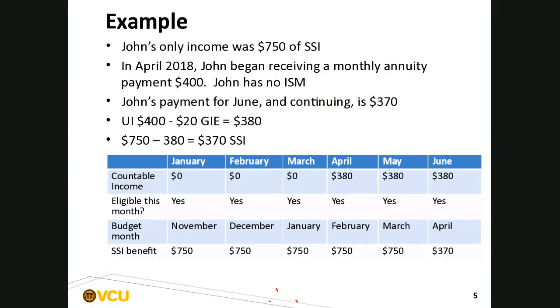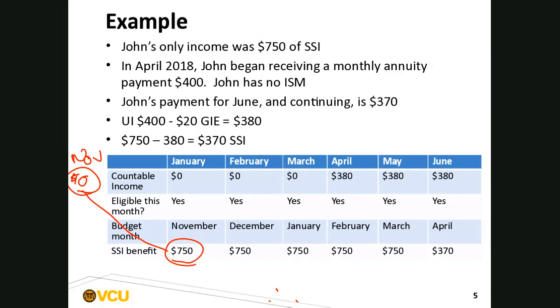So he's passed that eligibility test, the first part of the RMA. And so given that, the month of income they're going to use to calculate his benefit this month is November. So the SSI benefit he gets is $750, and it's based on what he would have had for countable income in November, which back in November was 0.